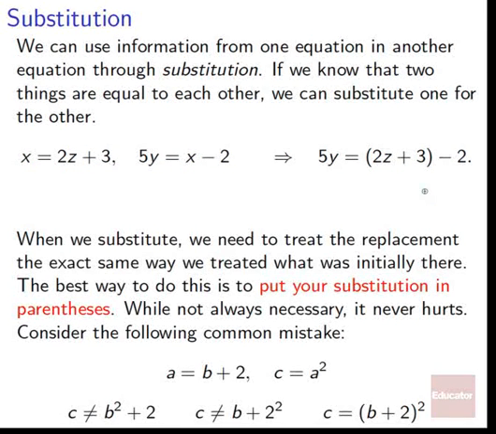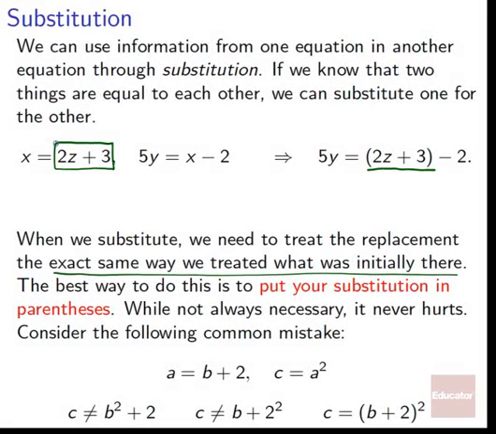When we substitute, we need to treat the replacement the exact same way we treated what was initially there. The best way to do this is by putting your substitution in parentheses. Notice how I took 2z plus 3 and I put it in parentheses up here, even though right here, it didn't start off in parentheses. That's because I was substituting in for x, so I want to make sure 2z plus 3 is treated the exact same way that x was treated, so I have to put it in parentheses to make sure that it gets treated the exact same way that x got done. The best way to do this is always to just put your substitution in parentheses.